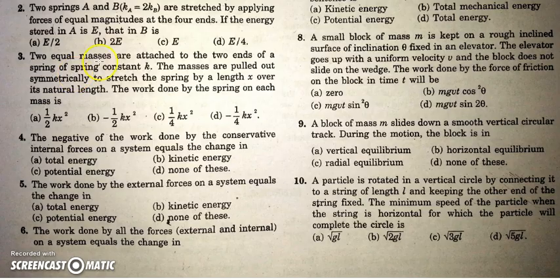Two equal masses are attached to two ends of a spring of spring constant K. Masses are pulled out symmetrically to stretch the spring by a length x over its natural length. Find the work done by the spring on each of the masses. The total work done by the spring will be minus half kx squared. The negative sign indicates that the displacement of the masses will be opposite to the force applied by the spring. So the total work done by the spring will be minus half kx squared. As there are two masses, on each mass the work done will be minus 1 by 4 kx squared.